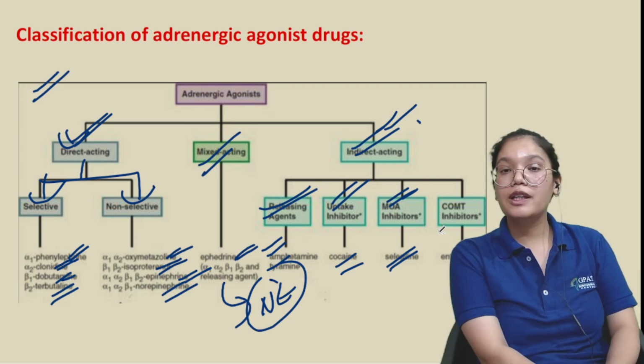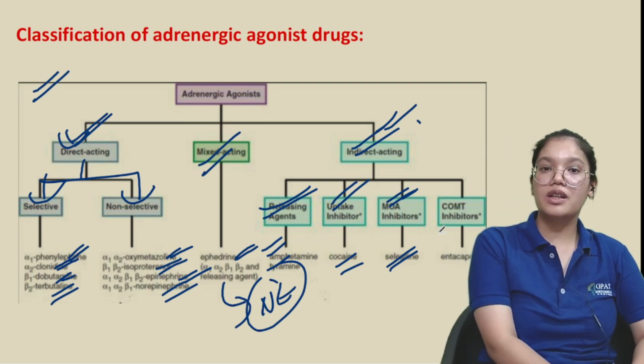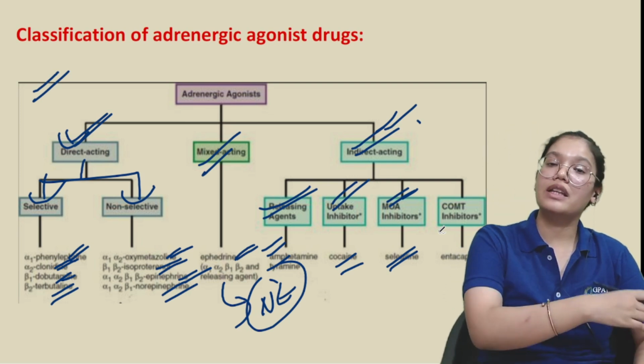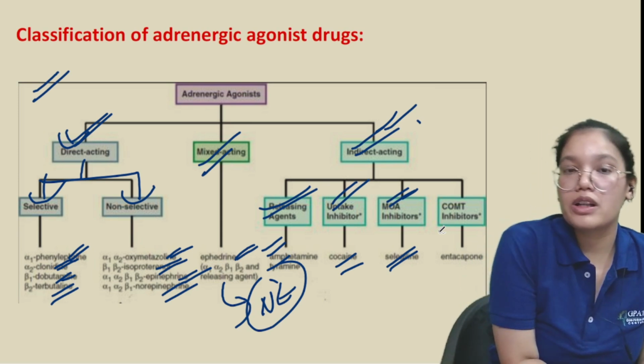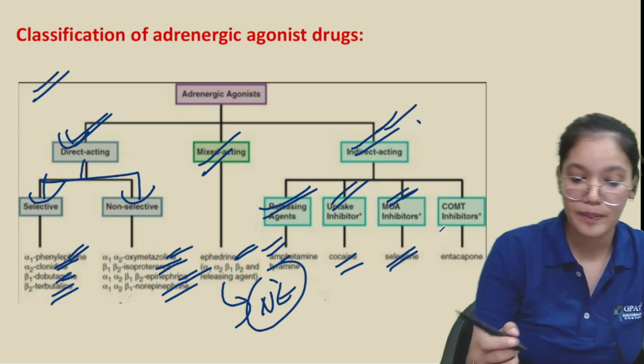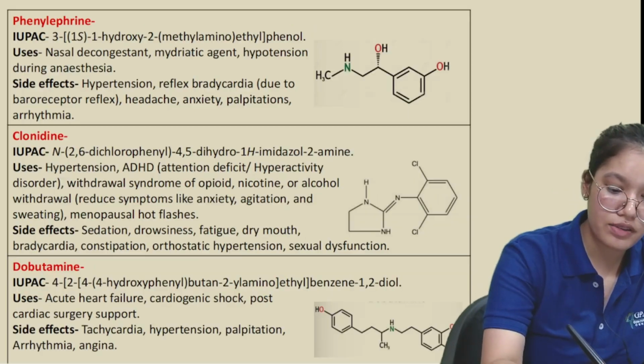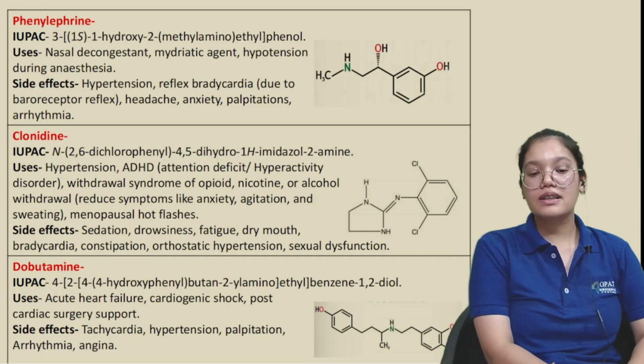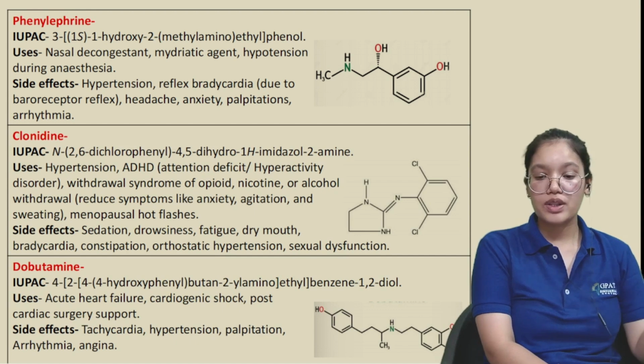Then we have the COMT inhibitors. Now COMT inhibitors basically inhibit the metabolism of these neurotransmitters like epinephrine and norepinephrine. Okay, so next we have the drugs. One by one we will discuss. Phenylephrine is the first one.